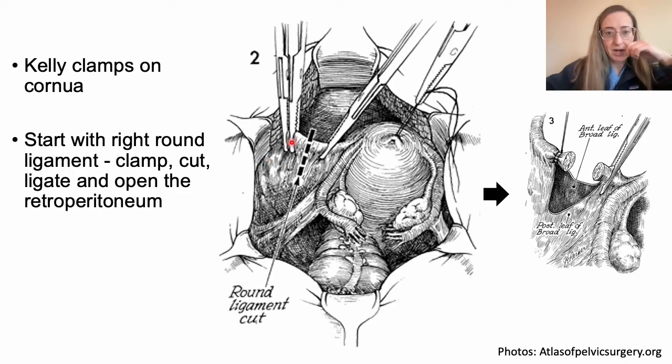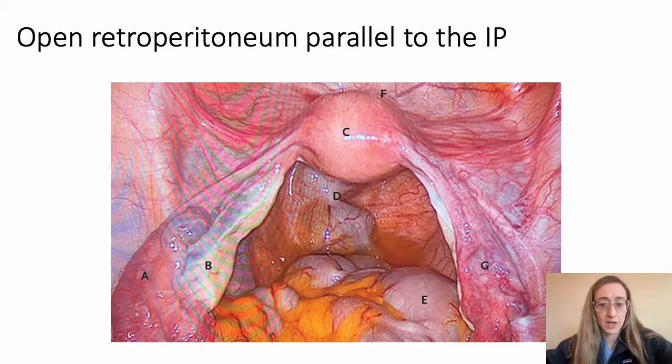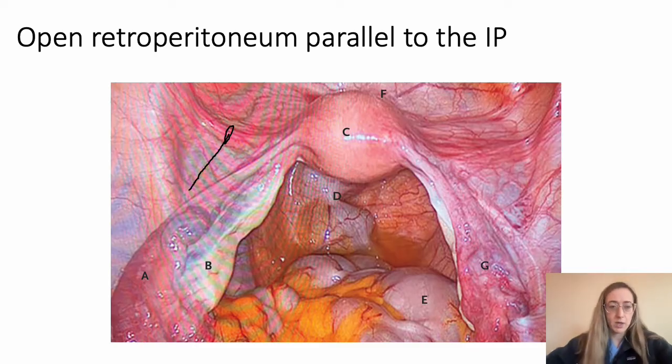You should know these steps already, but going through your round ligament here, and then opening to the broad, the anterior and posterior leaf of the broad. So once we have our round, we'll say we ligated our round ligament right here. Right here. This is open, and then you're going to open the retroperitoneal, the posterior leaf of the broad, parallel to the IP. We need to get into this space in order to get our uterine laterally.